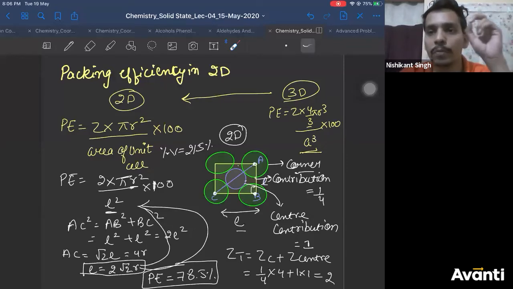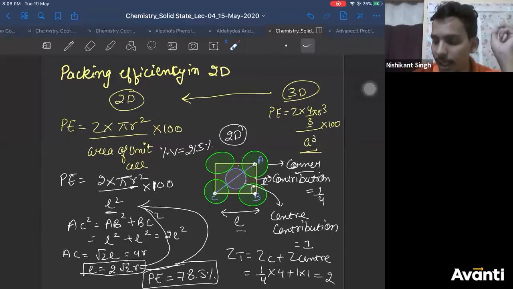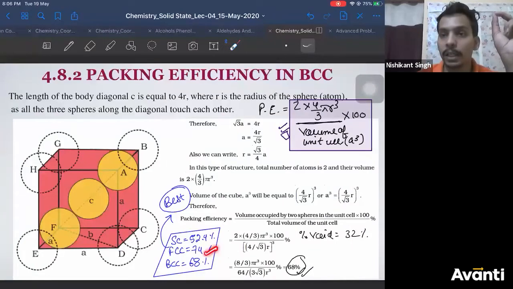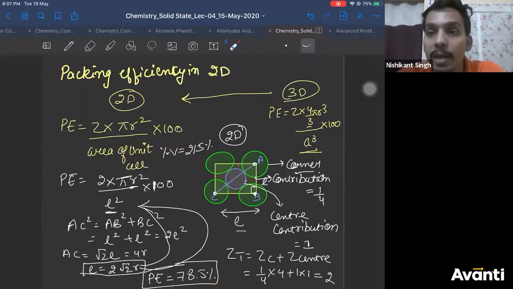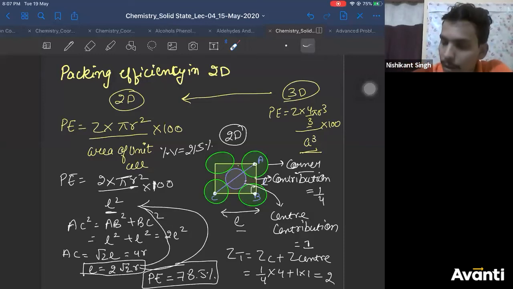So one thing you should observe: for FCC in 3-dimensional packing, the packing efficiency was how much? 74%. But in 2-dimensional, its packing efficiency is 78%. That means 2-dimensional packing is better than 3-dimensional packing. Okay? That is another point. Yes, Naren, they do. Now let's move ahead.